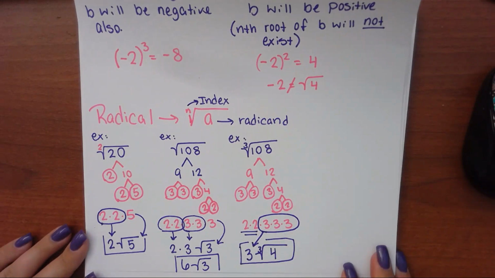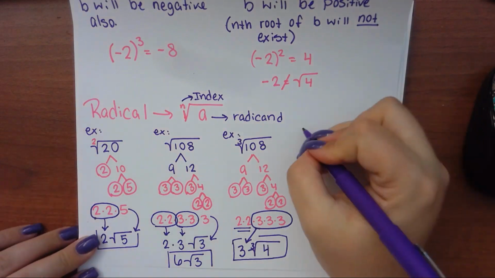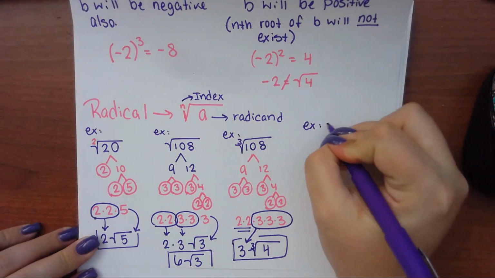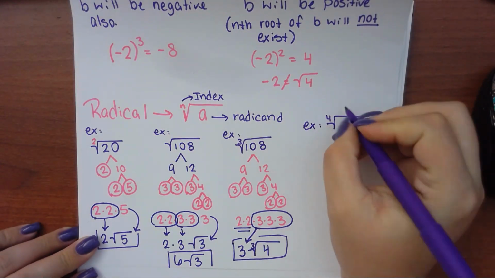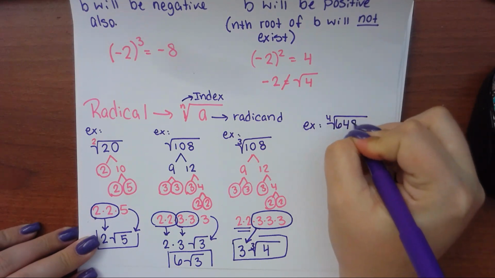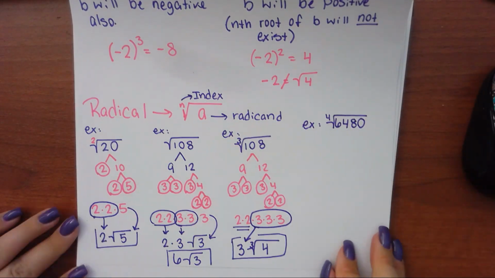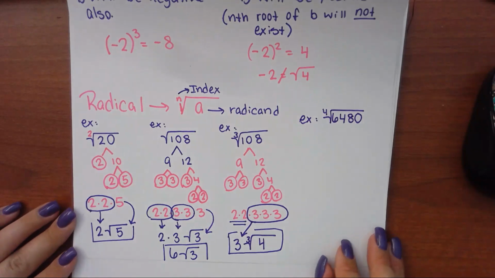Let's look at a different one. Let's look at the fourth root. Let's say I have the fourth root of 6,480. We're going to get big numbers here. Take a minute and see if you can break this down into its prime factorization.